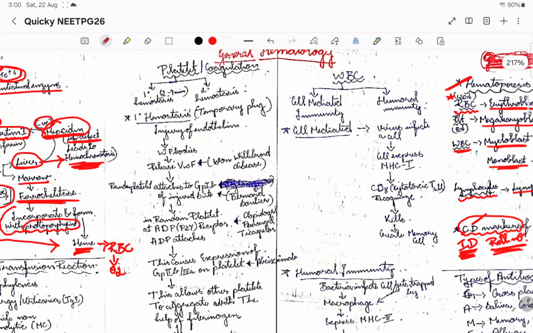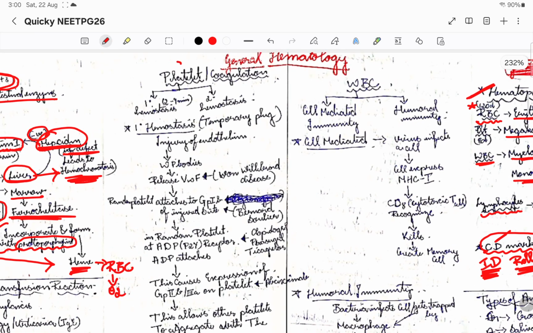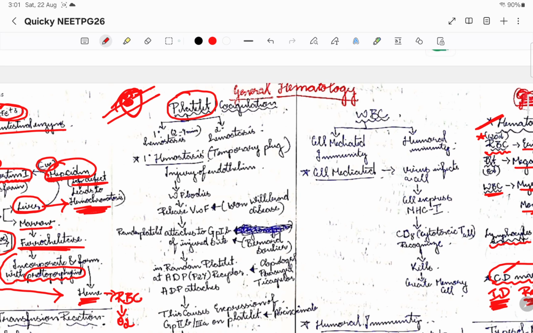Now let us come to platelets. Platelets are the ones that are required for coagulation. What is coagulation? Somewhere the bleeding is happening, so we are supposed to form a plug, like a tape, to reduce the bleeding. This is the main function of platelets.